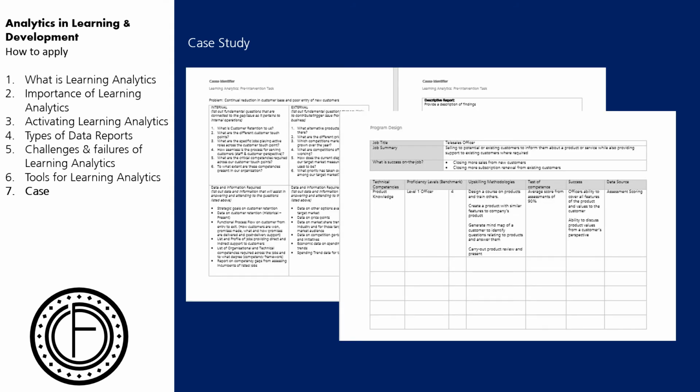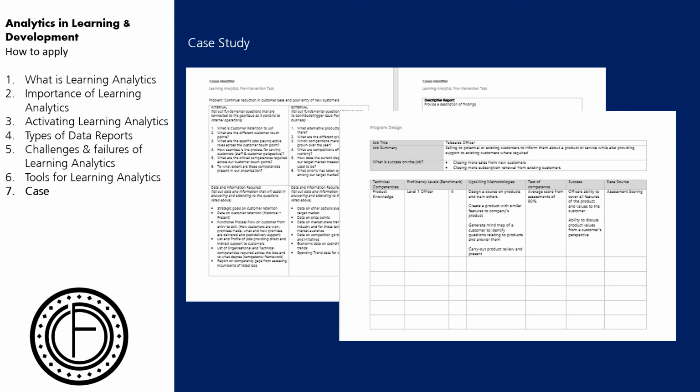Okay, from the problem stated or shared by the CEO, and a template that has been designed to help us identify what the issues really are, a cost identifier, there is a bit of learning analytics for the pre-intervention task. Now, the problem is continual reduction in customer base and poor entry of new customers. To identify what the issue really is, we'll be looking at it from two perspectives, internal and external. And there is a list of questions to guide us as to what we need to track.